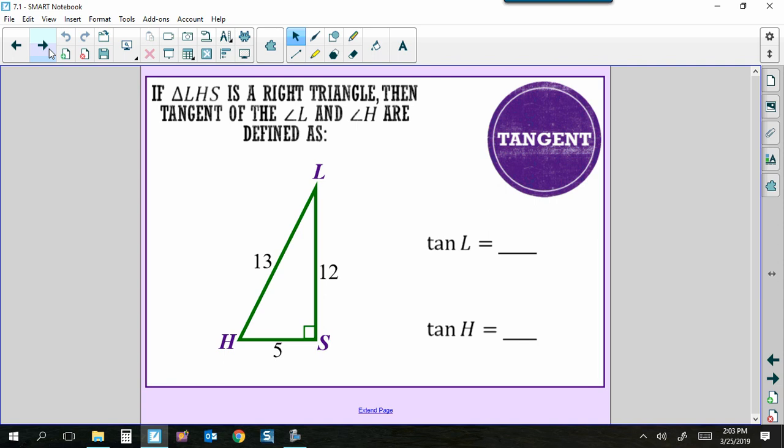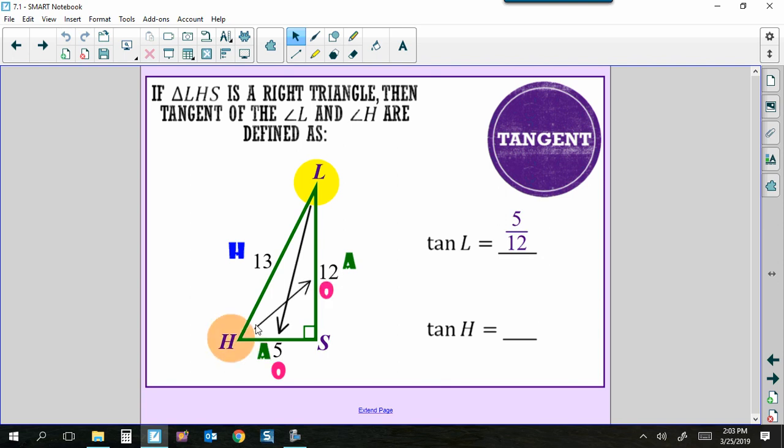So again, third time you've had this same picture, so labeling it shouldn't be an issue. From angle L, we have our O, A, and H written on the 5, 12, and 13. Remember SOHCAHTOA. Now we're on the TOA part, spelled T-O-A. So tangent, you only look at opposite and adjacent. So opposite angle L is side HS down here, 5. And then the adjacent side is this 12. So our tangent of angle L is going to be 5 over 12.